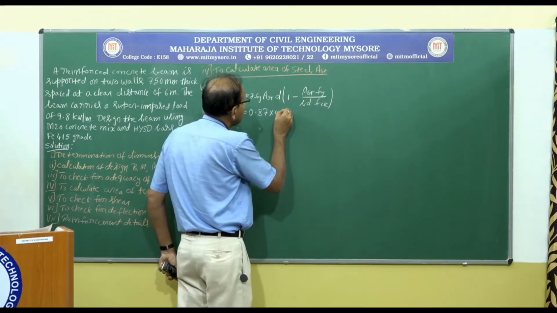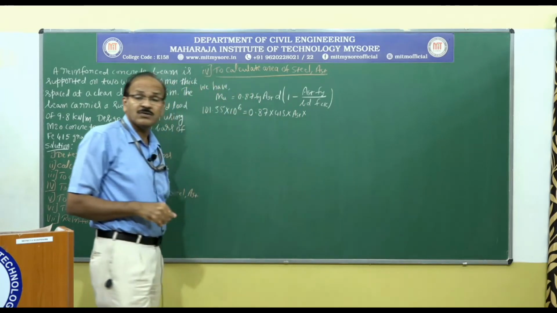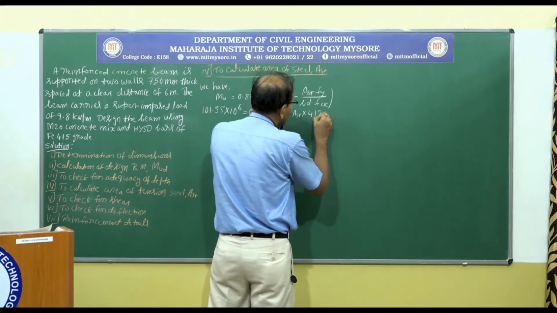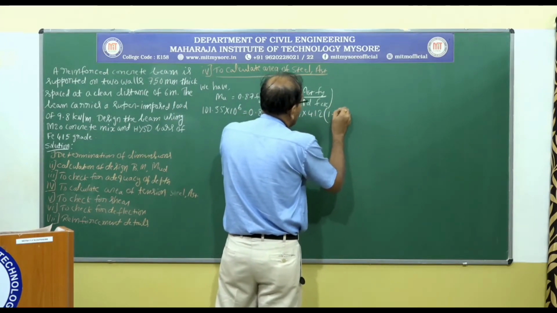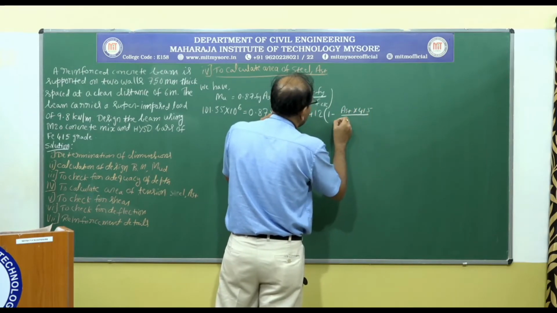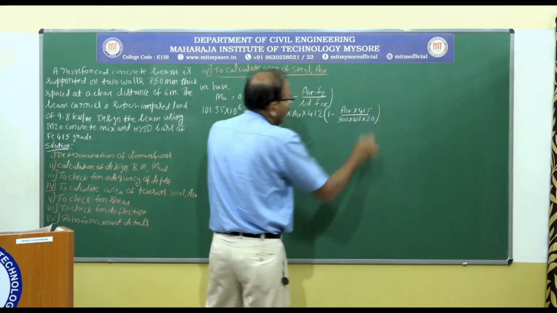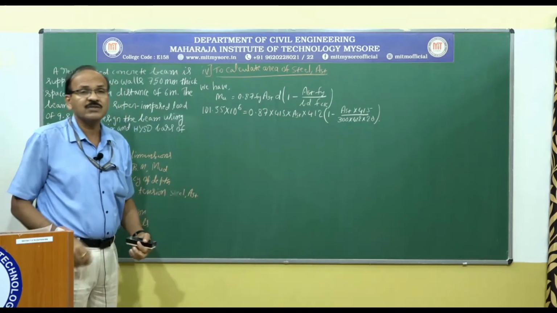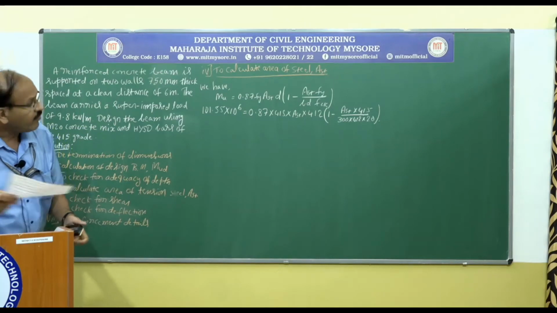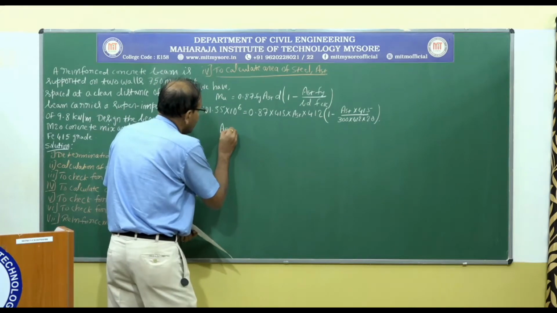Fy is 415, multiplied by AST, which we don't know, that's what we are trying to find out. D is the effective depth provided, 412. 1 minus AST into 415 divided by 300, where 300 is the breadth and 412 is the depth, and for M20 concrete the FCK value is equal to 20 Newton per millimeter square. Okay. So on further simplification, we are going to get the equation like this.